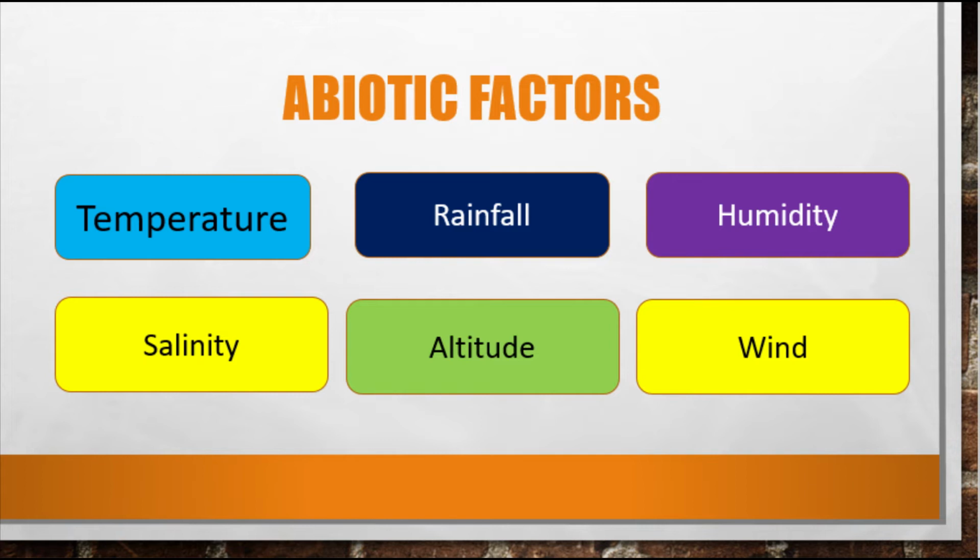Okay, so let's move on to wind. Now, wind can be grouped into two. You have the wind speed and the wind direction. Wind speed is measured by an instrument called an anemometer. And the direction of the wind is measured by an instrument called the vane or wind vane.